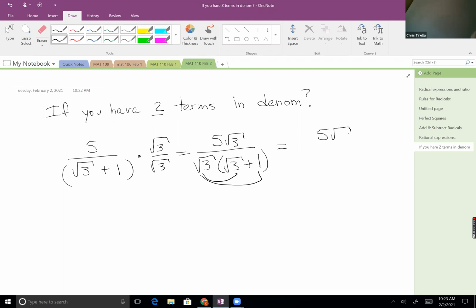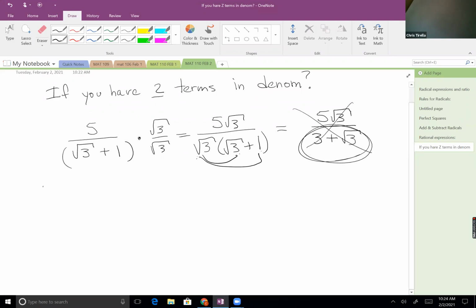That would give me 5 square roots of 3 over radical 3 times radical 3 is 3, plus radical 3 times 1 is radical 3. And so that didn't help me at all. There's still a radical left. So if you have 2 terms in the denominator, we have to define something that's called a conjugate. And the conjugate of A plus B is A minus B. My terms stay the same, but I take the opposite operation in the middle.